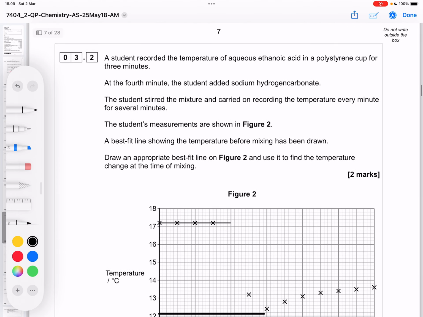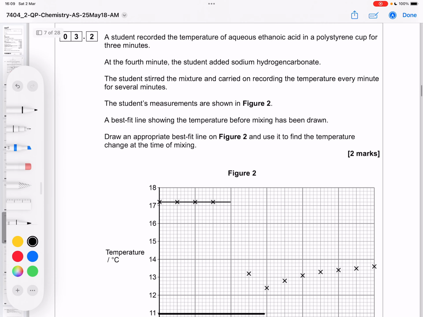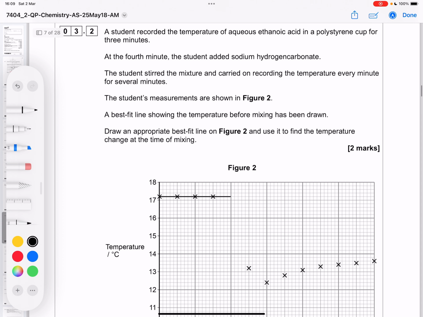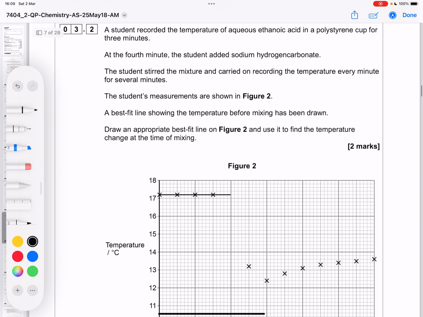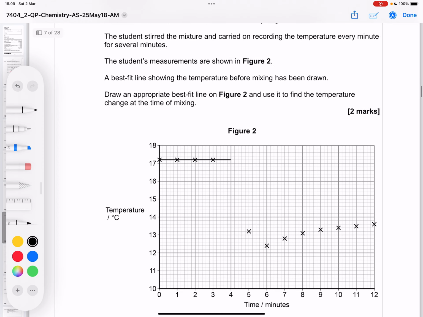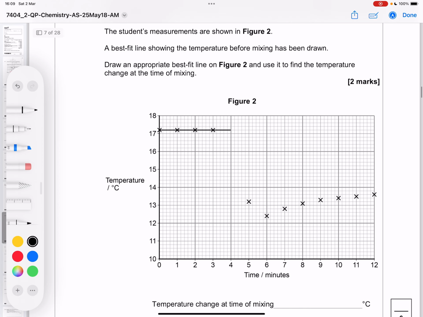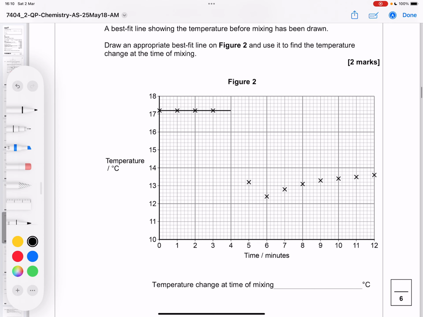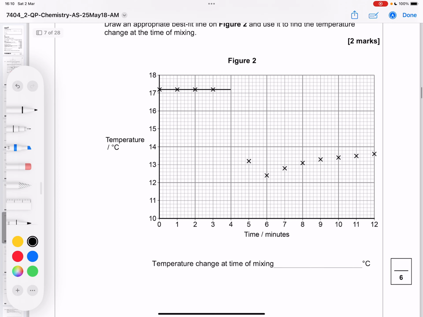A student recorded the temperature of aqueous ethanoic acid in a polystyrene cup for 3 minutes. At the 4th minute, the student added some sodium hydrogen carbonate. The student stirred the mixture and carried on recording the temperature every minute for several minutes. The measurements are shown. A best fit line showing the temperature before mixing has been drawn. Draw an appropriate best fit line on figure 2.